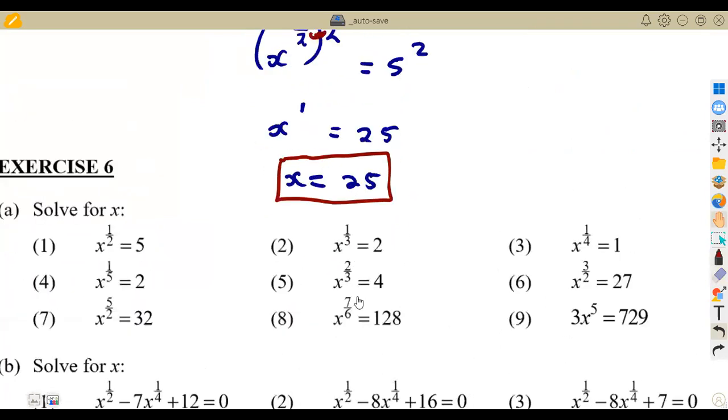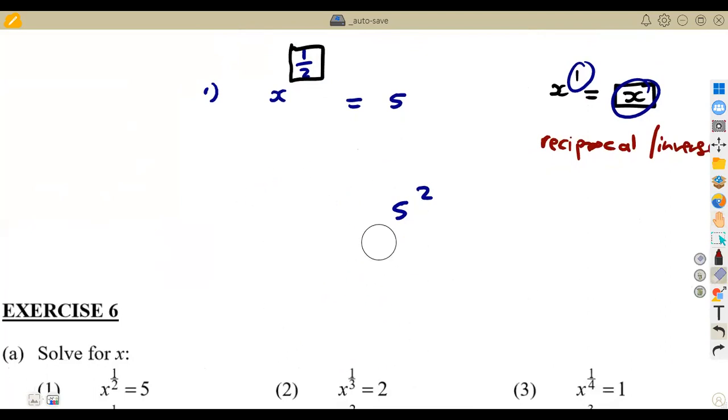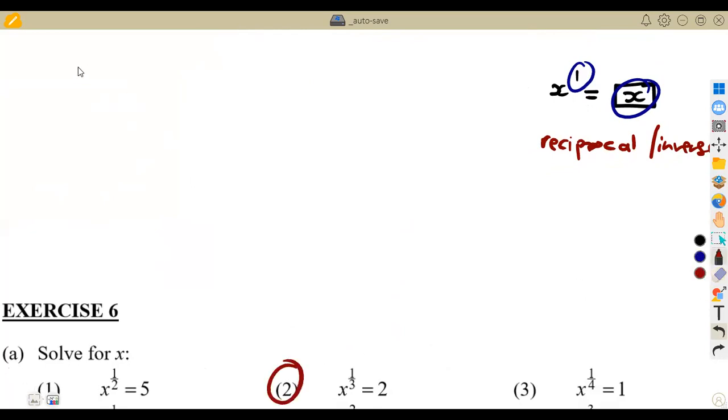Okay, number 2, we have the same situation or the same scenario. So we just apply what we did on number 1. This is one and the same thing. We just need the inverse there. So that's number 2: x to the exponent of 1 over 3 is equal to 2. What is the inverse of 1 over 3? The reciprocal of 1 over 3.